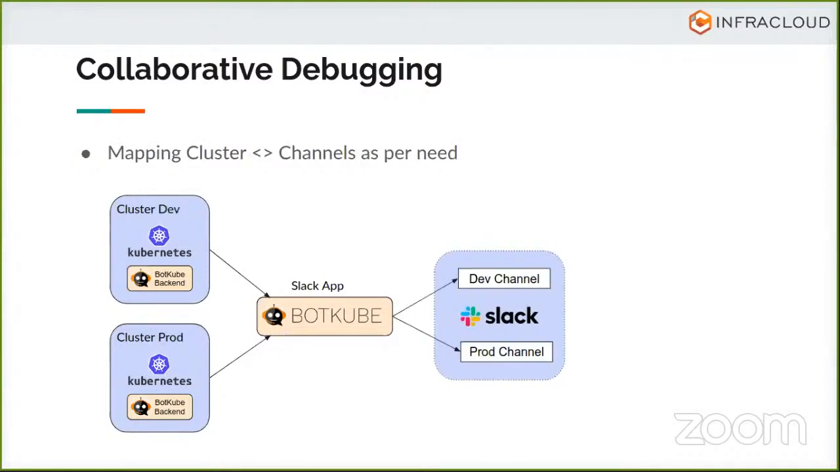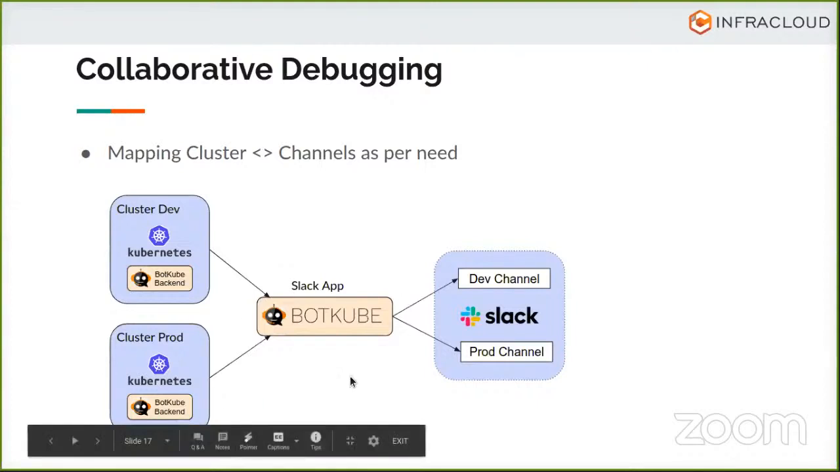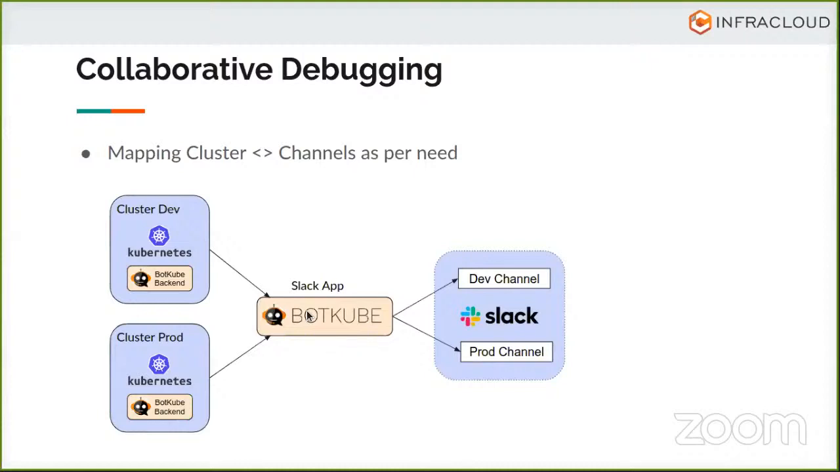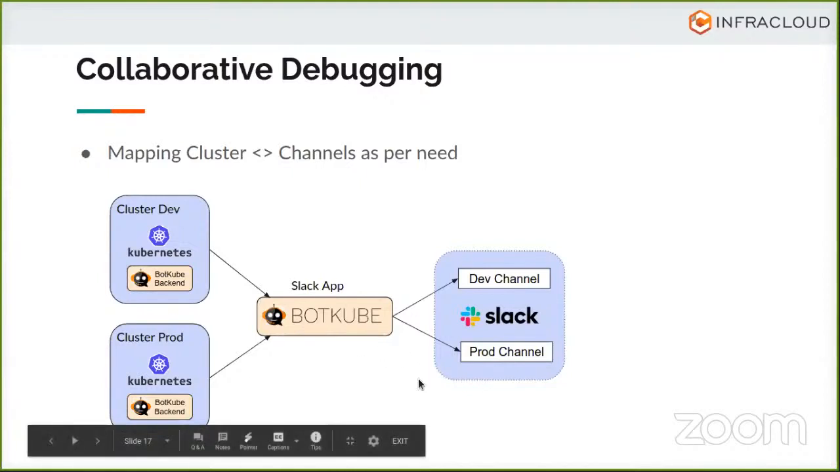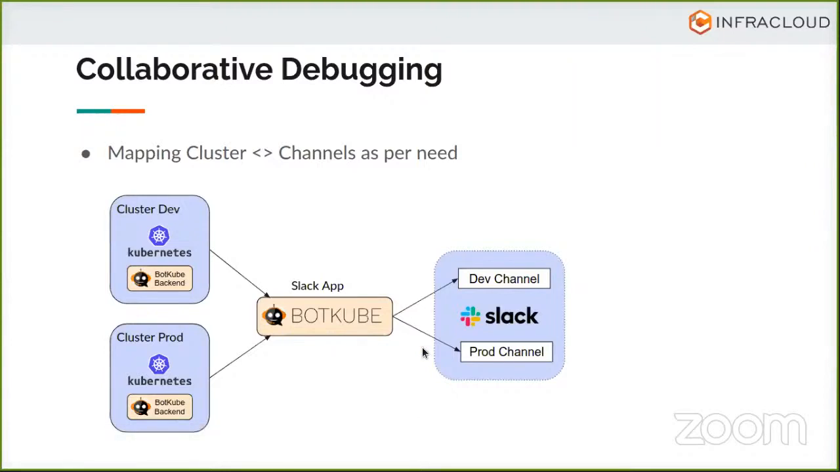You might want to separate the teams or the feature owners. For example, if I have a dev cluster and a production cluster, I might want to send notifications of events occurring on the dev cluster into one channel, for example the dev channel, and events occurring in the production cluster should go into the prod channel. So this kind of mapping is also possible, which will isolate the application, isolate the access, as well as the notifications.